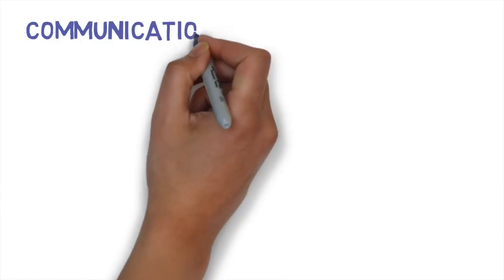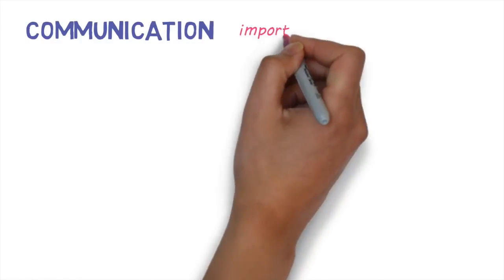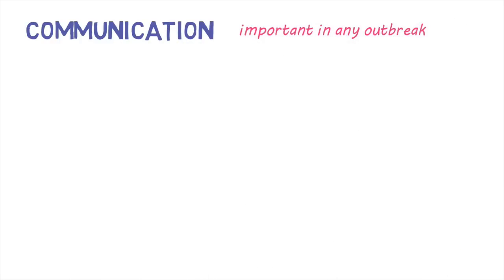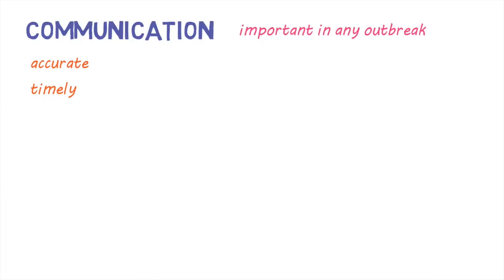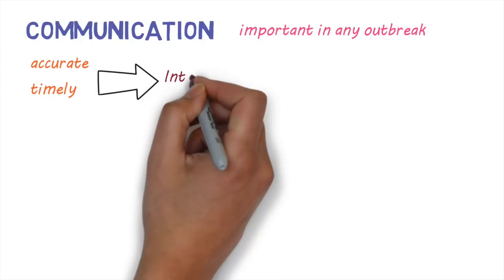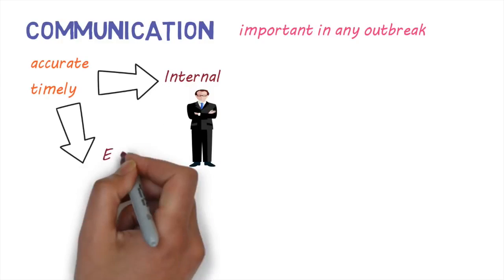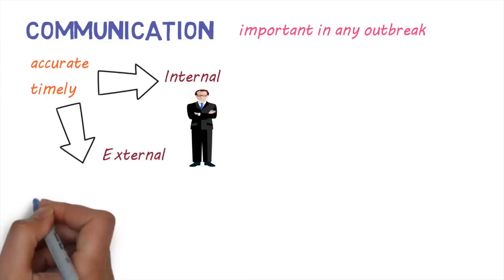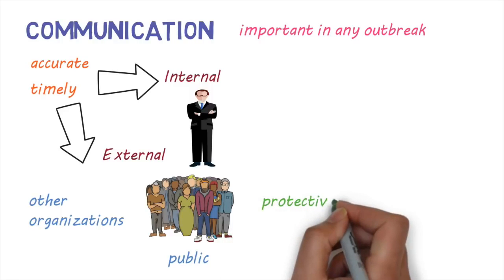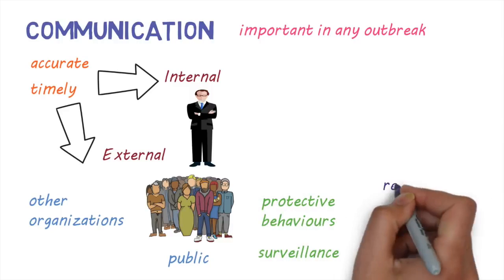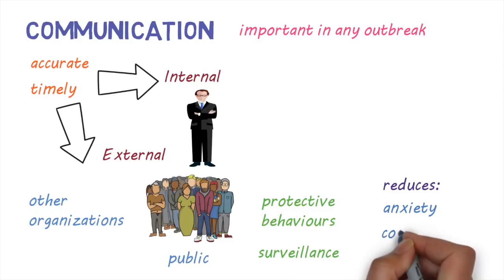Now let's talk about communication. This is an important aspect of managing any outbreak, large or small. Communication is about making sure that accurate, timely information gets to the right people at the right time. This can be those who are internal to the organization or those who are external to the organization, like other organizations and the public. Communicating to the public is important, especially to those who are affected by the outbreak. It allows them to adopt protective behaviors, helps with disease surveillance, and reduces anxiety, confusion, and misinformation.